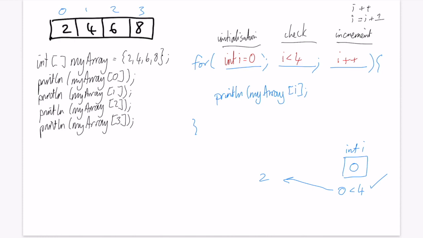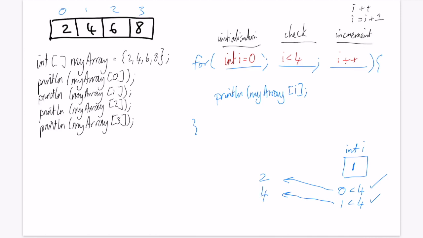Once I've done this, I've reached the end of my for loop, and so I need to start thinking about how I'm going to increment this counter, this i value. The increment I have is by 1. So I can now change this value, my i value, to be 1. I then have another check. Is 1 less than 4? Yes. And so I'm going to print out position of my i value. My i value is 1. Position 1 is number 4.